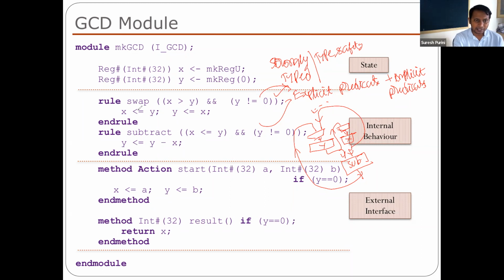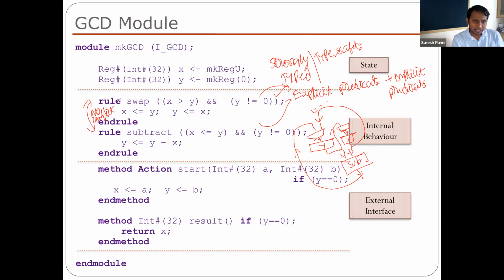So if there are multiple rules, and if there is a conflict between multiple rules, in this particular case, swap and subtract are mutually exclusive rules. That is, if this predicate is true, subtract will be false, because X greater than Y and X less than or equal to Y are complementary conditions. So if swap is enabled, subtract will be false. If subtract is enabled, swap will be false. Because of that, they don't conflict with each other. These two rules never conflict with each other.